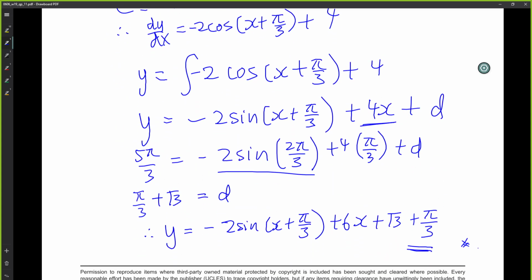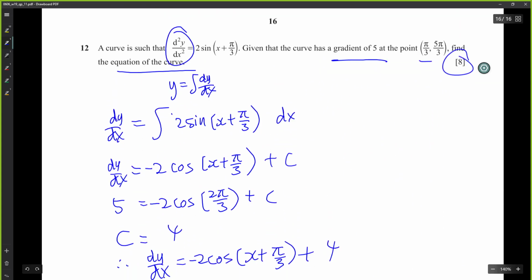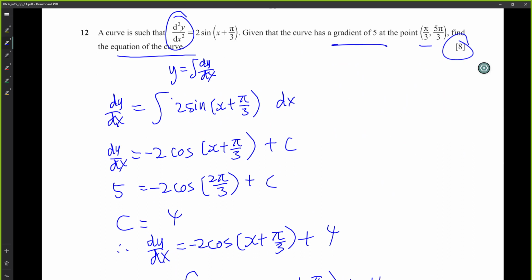Yeah, so, yep. That's all about this question. Just make sure you do carefully, don't make any mistake here. Yep, so I will stop the screen recording here.